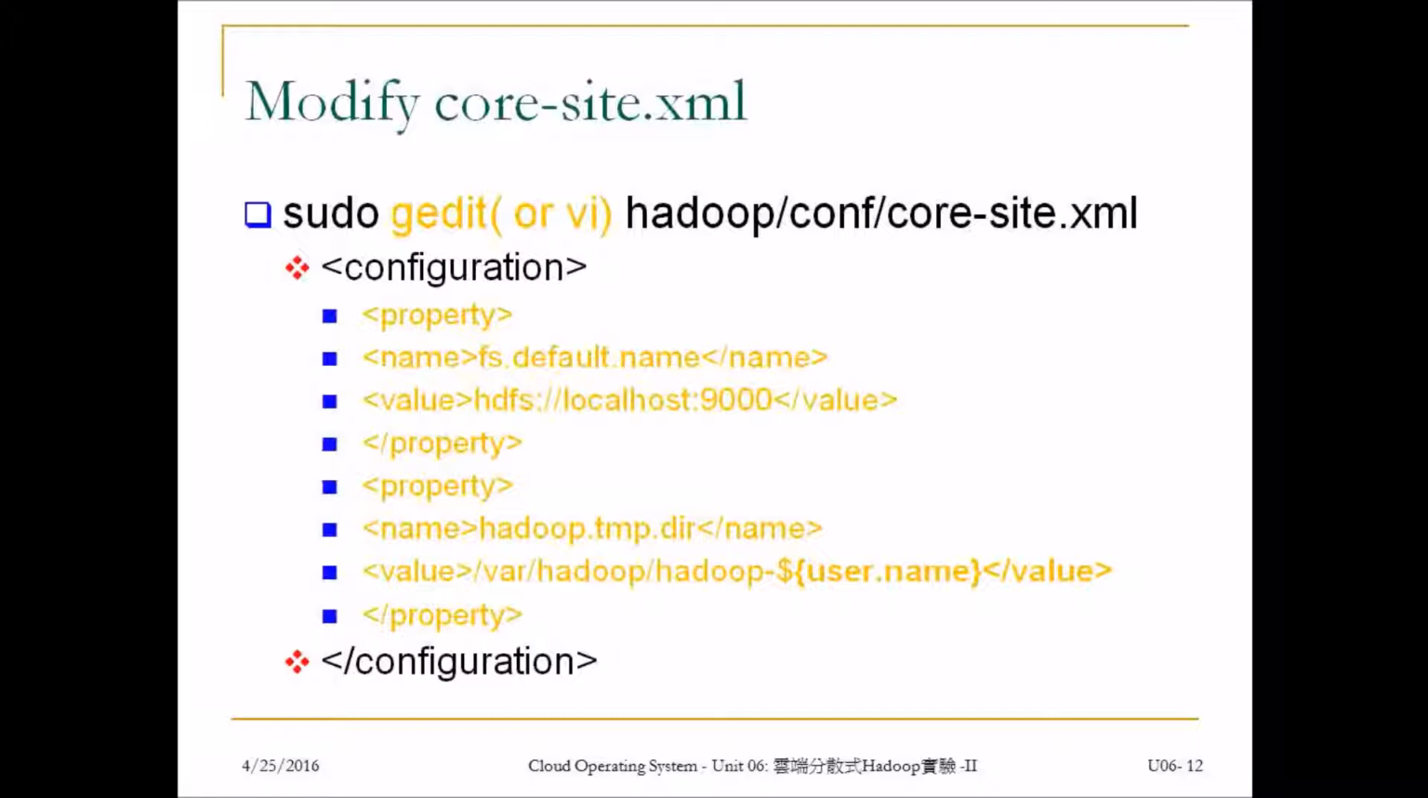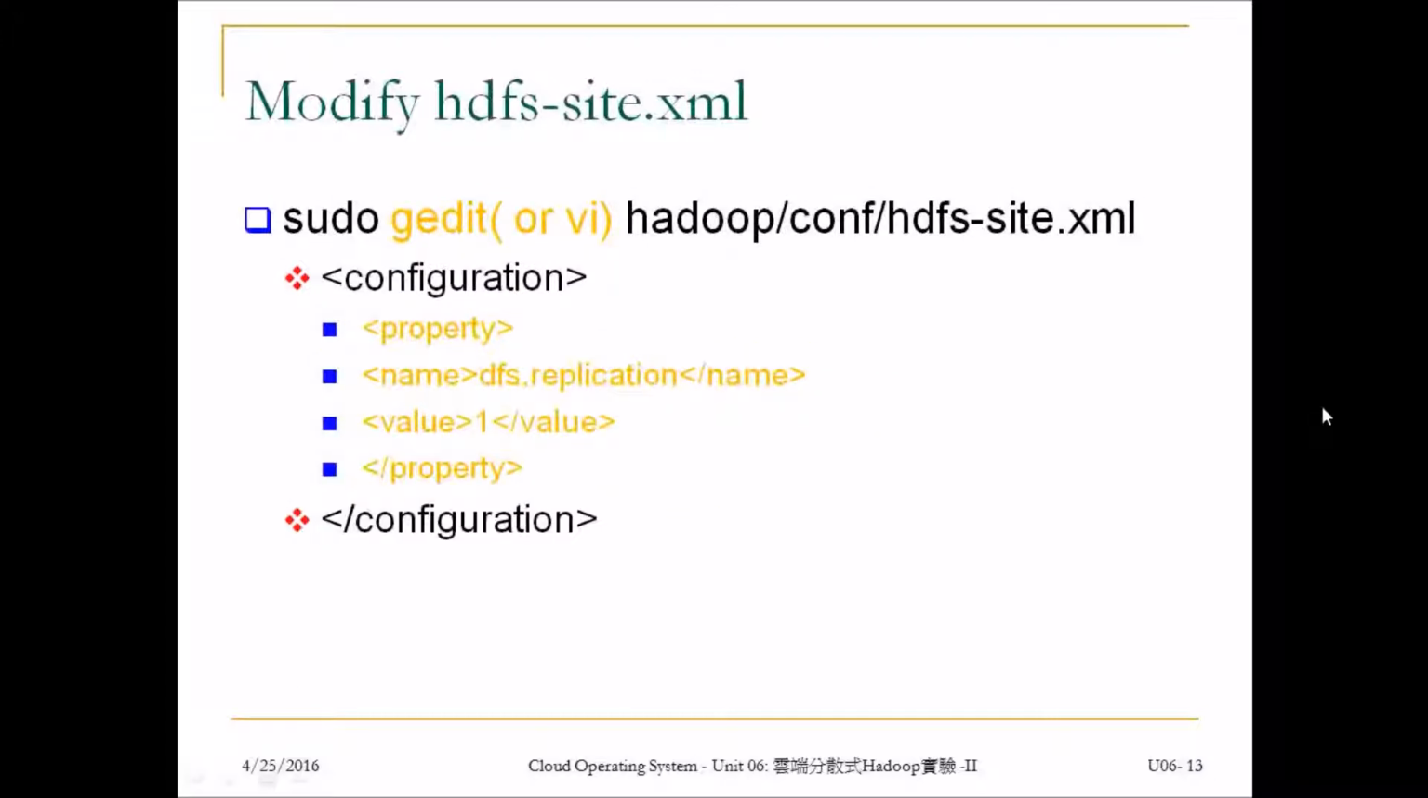And we will use the temporary path hadoop.tmp.dir, and the value will be given as the Hadoop path, and add the user name. You can add this parameter as your Hadoop account. Then you can completely modify the core-site.xml.